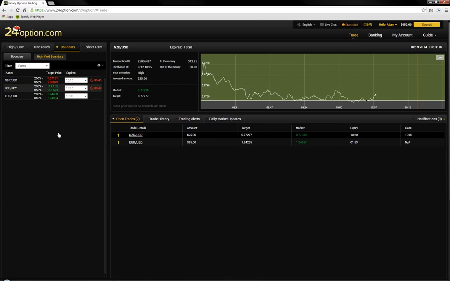There are some pairs, and this is where I would have a ton of fun. There are some pairs, though, that go relatively dead flat, and even with these tight little entries, you can make some money. So I would say demo it or practice it if you're going to go into the high yield. But the boundary trading that 24 Options offers, that's a mouthful, is pretty fun. I actually enjoyed boundary trading.